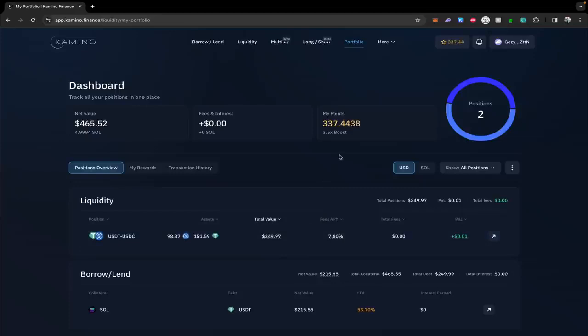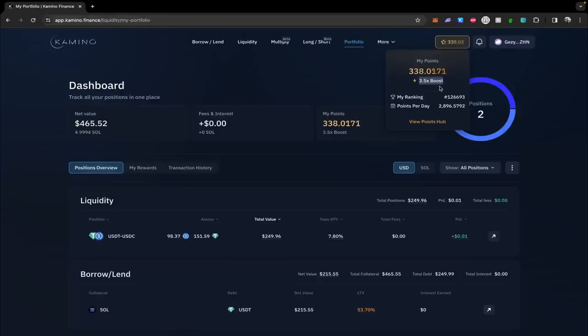Now, the price of SOL fluctuates, and by extension, so will the number of points you earn on the lending side. You can keep track of your points up here, as well as in your portfolio. We are currently making just under 3,000 points per day here with this strategy, and we have our 3.5x multiplier.